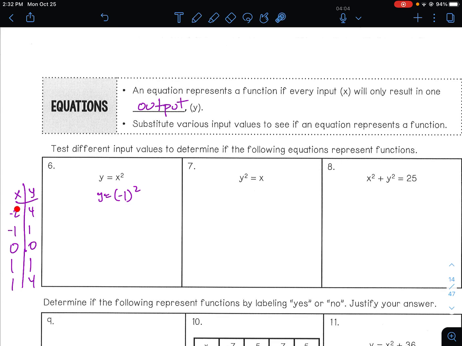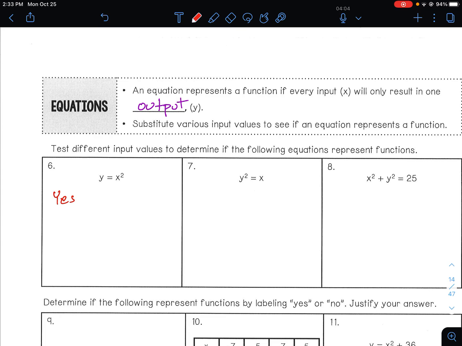So we ask ourselves, do I have any repeating x values? Negative 2, negative 1. Is there any way I can get repeating x values? No. And in fact, if I graphed this, you'd end up with a graph that passes a vertical line test. It basically ends up looking like a U. We call this a parabola. Would this graph pass the vertical line test? It would. So we are going to say yes, this is a function.